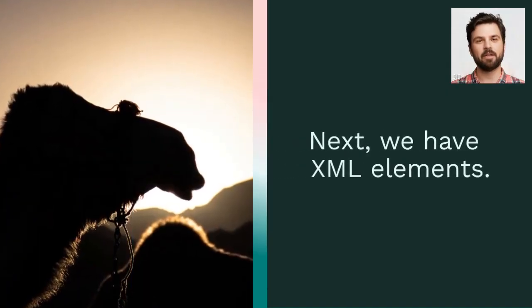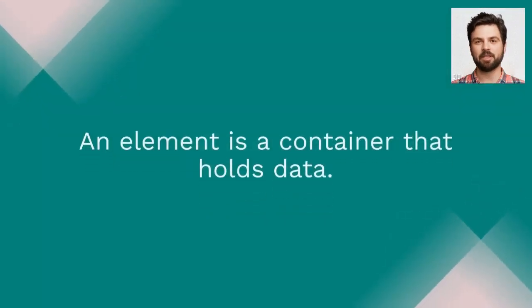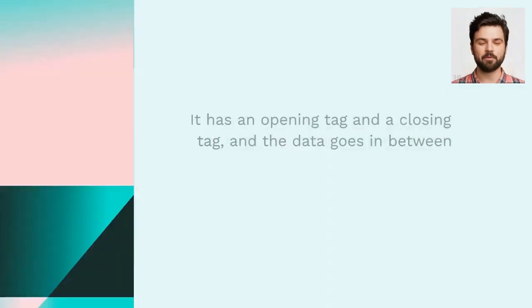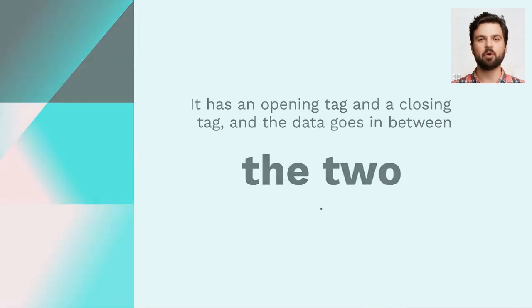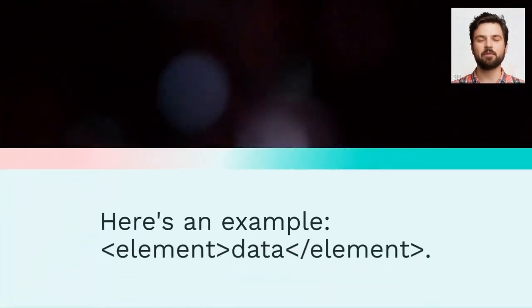Next, we have XML elements. An element is a container that holds data. It has an opening tag and a closing tag, and the data goes in between the two. Here's an example.